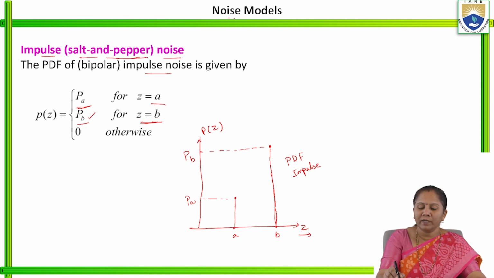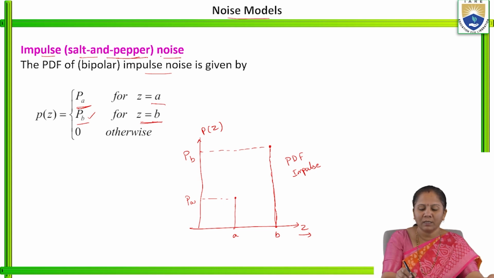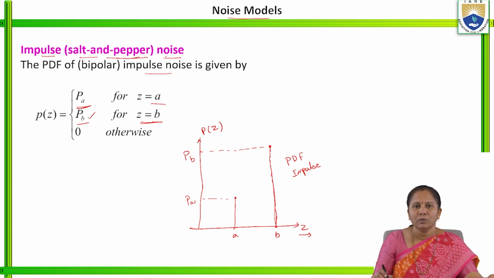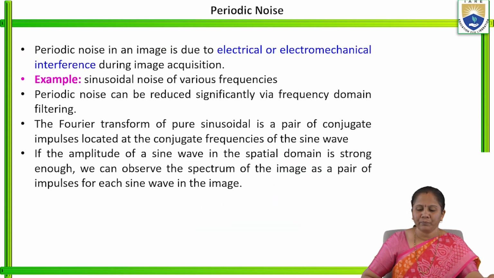So these are different types of noise models. We have studied different noise models till now. One is the Gaussian noise model, next the Rayleigh noise model, and then the gamma noise model, the exponential noise model, and next we have discussed the uniform noise model, and the last one is the impulse noise model. So these are different noise models.